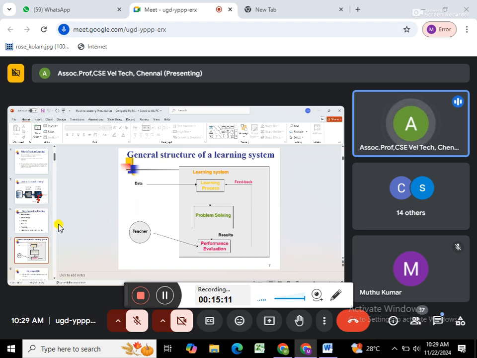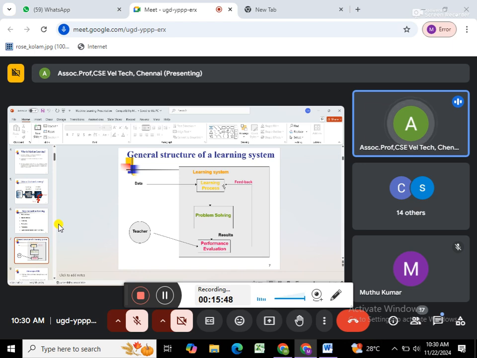The learning system consists of data, which is what we discussed in the previous slide, given as images here. The learning process is here. After the learning process is over, we go for performance evaluation. During performance evaluation, the teacher gives our own data and we check. If the result is good, we take that performance. If the result is not up to the level, we have to give feedback to the learning process once again. This keeps on continuing every time.